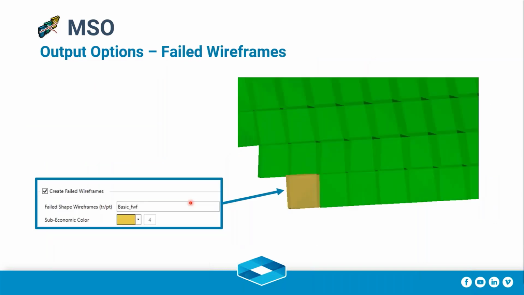We can also have the option to generate the failed wireframes. So when MSO generates a wireframe, but when it adds the dilution, for example, it doesn't respect the cutoff anymore, it generates a failed wireframe because it was trying to generate, but according to the economic parameters, they are not viable anymore. So then we can add this to our output and do the analysis of the failed areas.